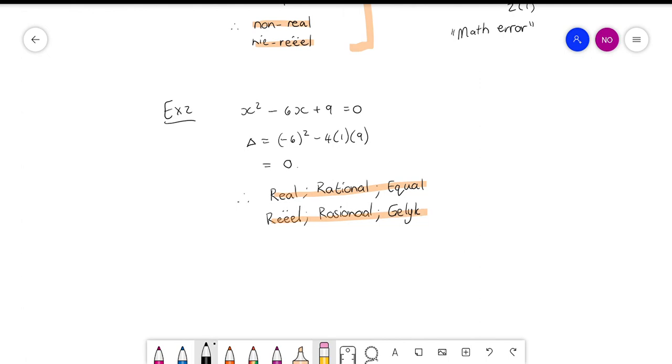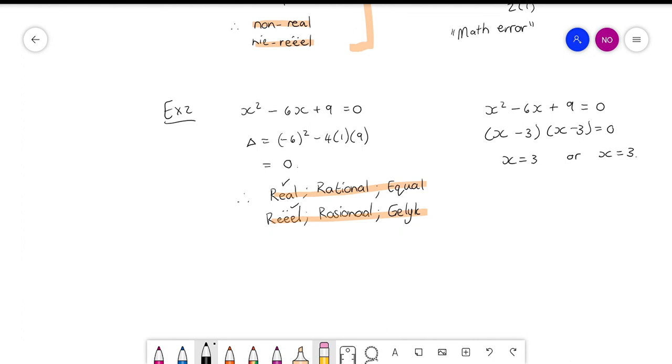Nou kom ons los gou hierdie ene op. Weereens, daai is nou, jy's klaar nou met daai som. Wil net gou vir julle wys. En hierdie ene is maklik om te faktoriseer. Ek gaan nie eers my formule gebruik nie. So x is equal to 3 or x is equal to 3. Okay, so let's go through our list of 3 things. First of all, the answers actually exist. Hy het actually oplossings, so dit sê vir my hy is real.